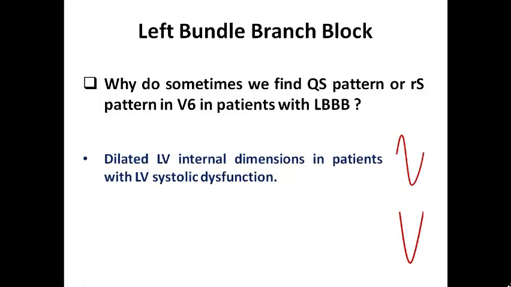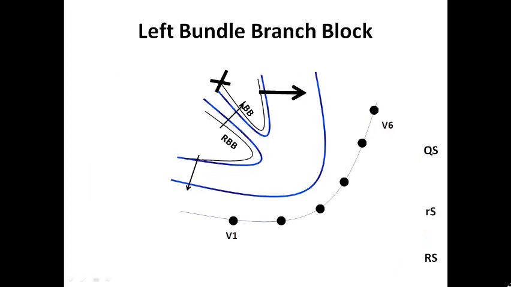And the answer is that in some patients who have LV systolic dysfunction, they have dilated LV internal dimension, resulting in the complex morphology in V5, V6 seeming like the same morphology in V1, V2. We need to understand why. We know, of course, the pattern of ventricular depolarization in case of left bundle branch block. We know that this is the classic morphology that we usually see in patients with left bundle branch block.